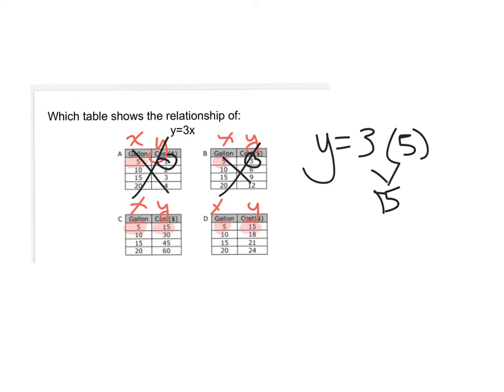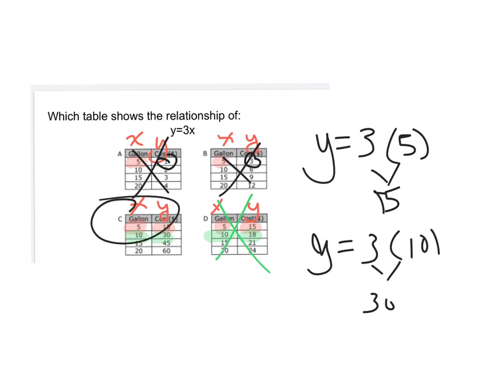Alright, so the next number is 10. So now I just need to plug in y equals 3 times 10. Well, 3 times 10 is 30. So if I look at which table I'm looking at, I have 10 and 30, 10 and 18. Well, 10 and 18 is not 10 and 30, so therefore that's not right. So my correct answer is C.